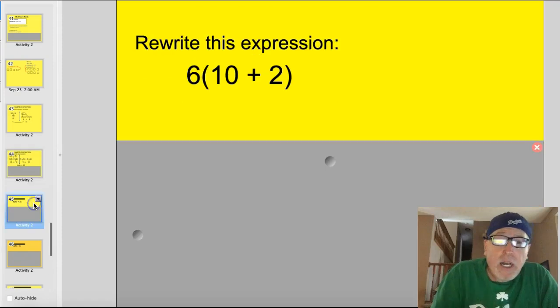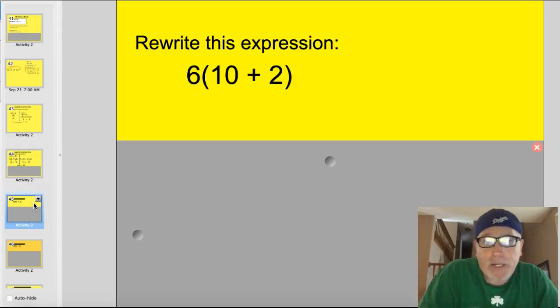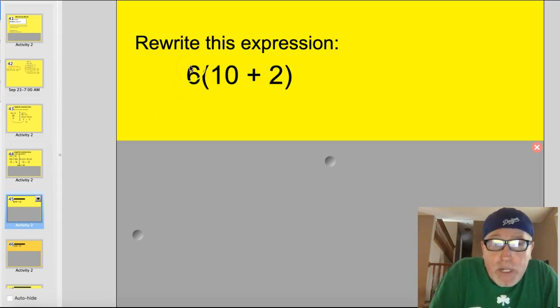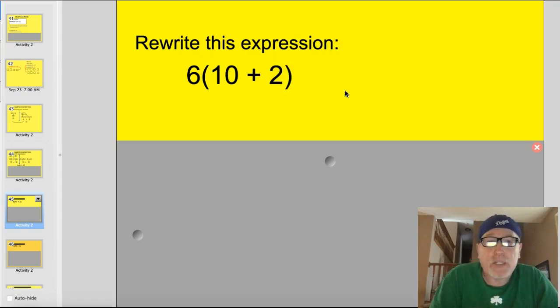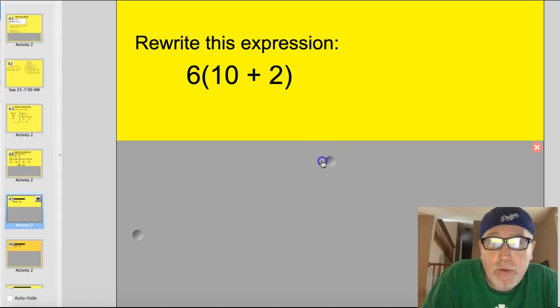All right, let's start off with rewriting. Let's see if you can rewrite this expression by distributing out the 6. You're going to go from 1 set of parentheses to 2 sets of parentheses. All right, think about that. It's not a pause problem. I'm going to do it for you.